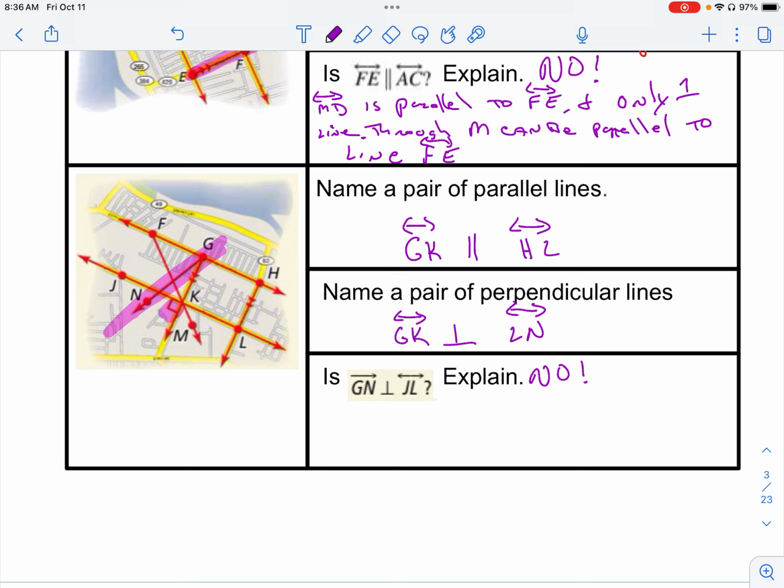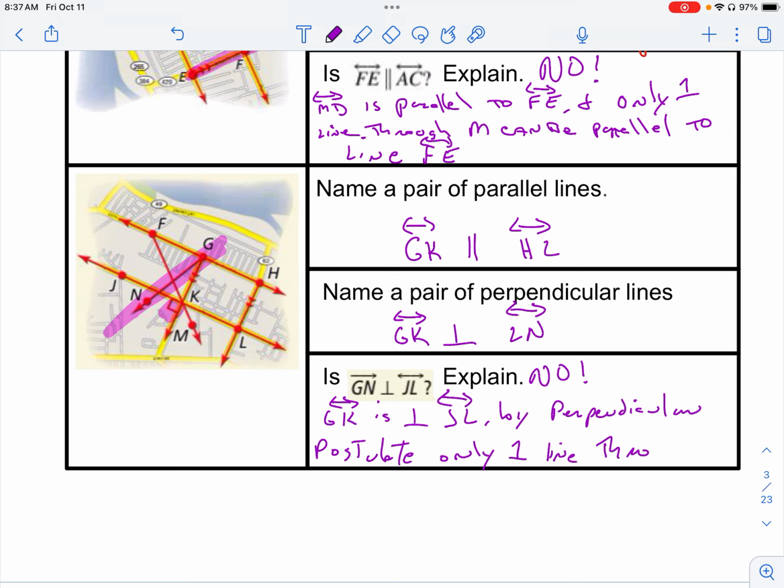No. Line GK is perpendicular to JL, and by the perpendicular postulate, only one line through G is perpendicular to line JL. Good work.